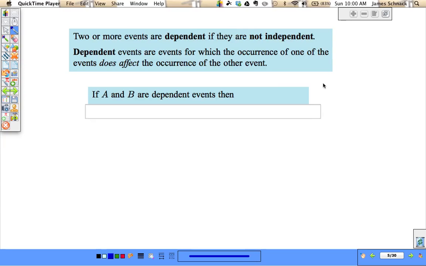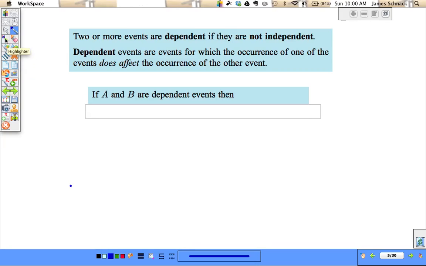Continuing with our discussion of compound events, we looked at independent events, and here's the definition of the day. It's really complicated. Two or more events are dependent if they're not independent. No kidding. Dependent events are ones where the occurrence of one of them does affect the occurrence of the other.